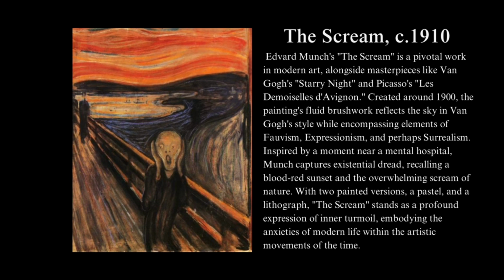Inspired by a moment near a mental hospital, Munch captures the existential dread, recalling a blood-red sunset and the overwhelming scream. With two painted versions, a pastel and a lithograph, The Scream stands as a profound expression of inner turmoil, embodying the anxieties of modern life within the artistic movements of his time.